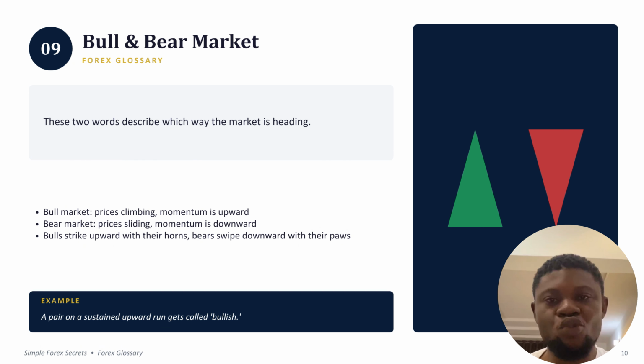Number 9, bull and bear market. These two terms describe the direction of the market. A bull market is when prices are rising and the trend is going up, while a bear market is when prices are dropping and the trend is going down. So knowing whether you are in a bull or a bear market helps you decide whether to buy or to sell. So you trade with the trend rather than against the trend.